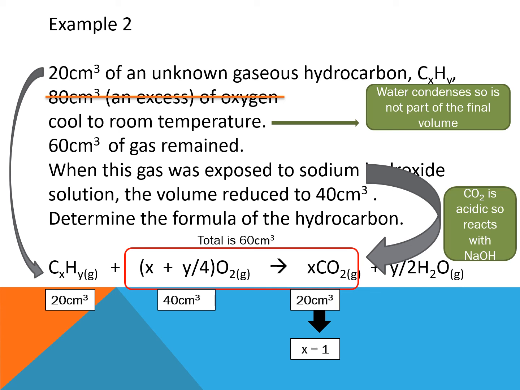Look at the ratio between CxHy and CO2. It's 1 to 1, okay? Because we have 20 centimetres cubed of our hydrocarbon and 20 centimetres cubed of carbon dioxide produced. So x must equal 1. It's a 1 to 1 ratio.